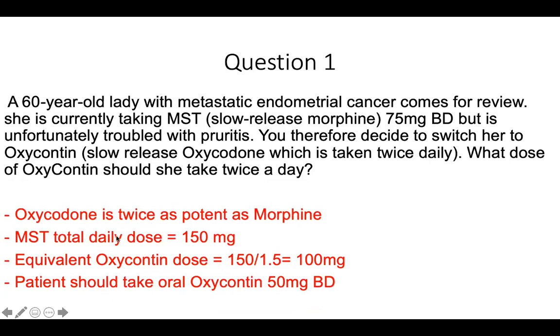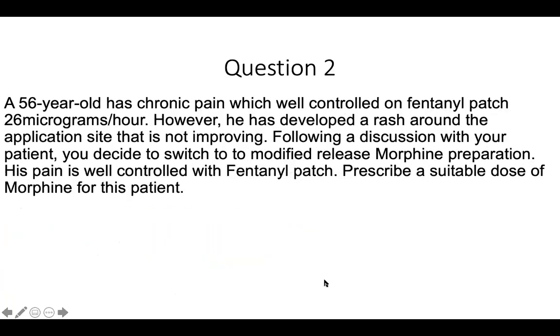And the total daily dose of morphine is 150 milligram because she's taking 75 milligram twice daily. So for the equivalent dose of oxycodone, you divide the 150 milligram by 2. Here, they divided it by 1.5 because this is the BNF conversion factor. You can still divide it by 2. You will get 100 milligram, so it should be taken twice daily, so 50 milligram twice daily.